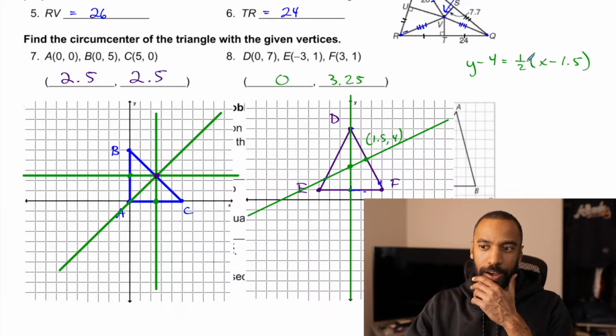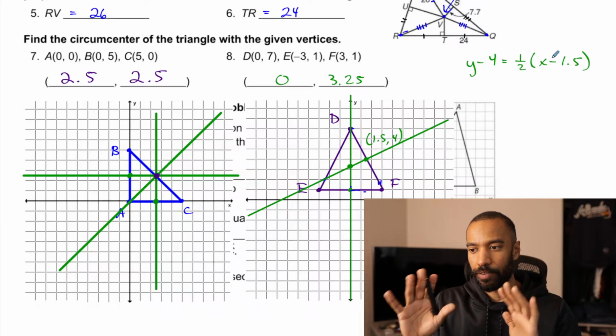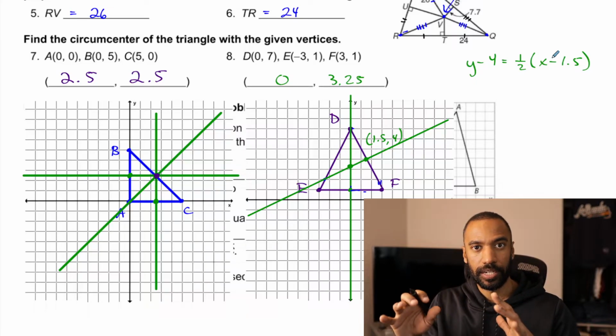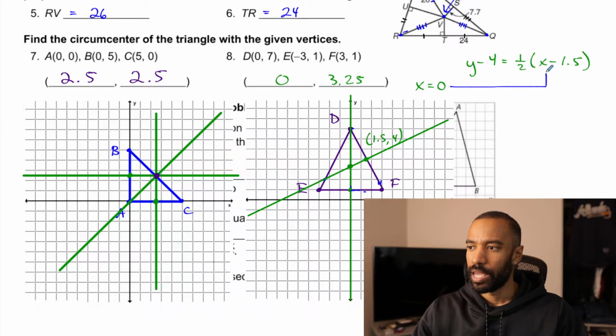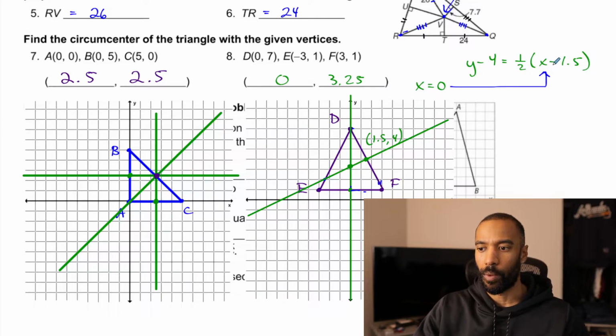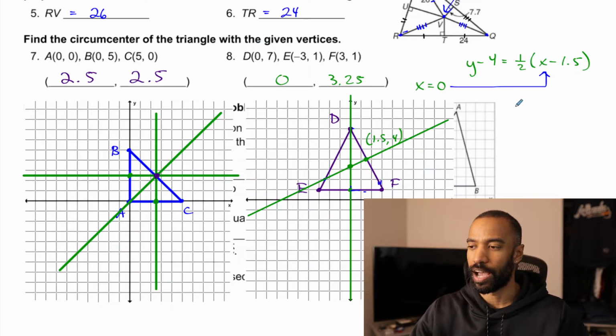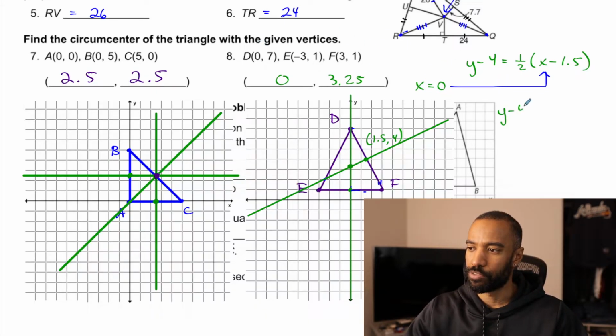So you could find a way to find out when this whole equation is set equal to the equation right here, x equals 0. What you would do is substitute 0 in for x right there, and solve for what y value it is, and you should get 3.25. Let's see if that works. You'd get y minus 4 equals 1/2 times 0 minus 1.5. Now 1/2, by the way, is 0.5. If we're going to be using decimals the whole way, we might as well. So y minus 4 equals 0.5 times negative 1.5.